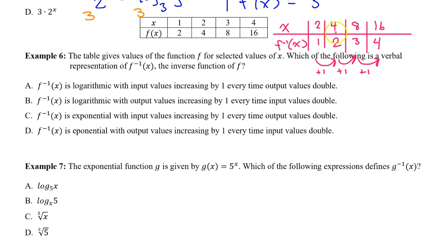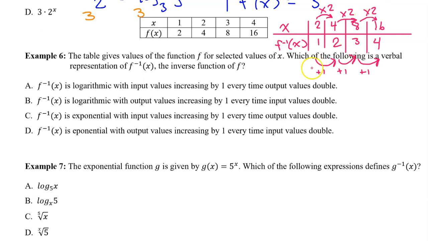Let's divide each input by the previous input. So 4 divided by 2 is 2. So we have a ratio of 2. 8 divided by 4, that's 2 again. 16 divided by 8 is once again 2.